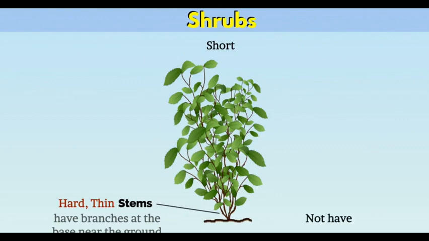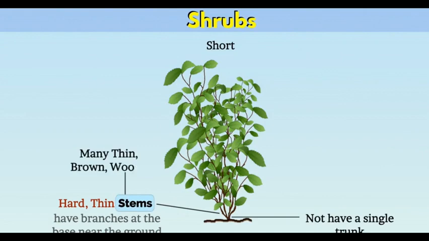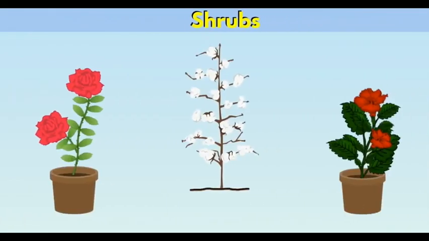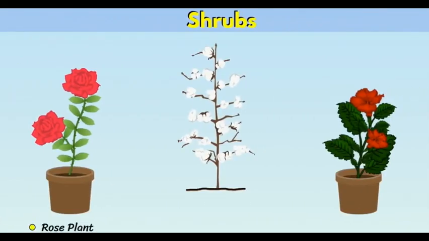They do not have a single trunk. Instead, they have many thin, brown, woody stems. These plants need smaller space for spreading their branches. Usually, they live for a shorter time. Examples: rose plant, cotton plant, hibiscus plant, etc.